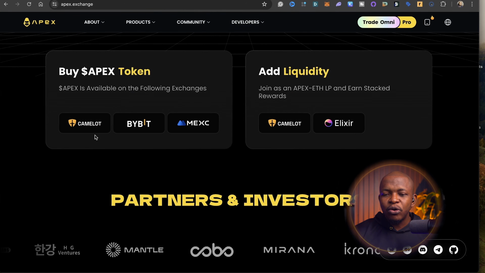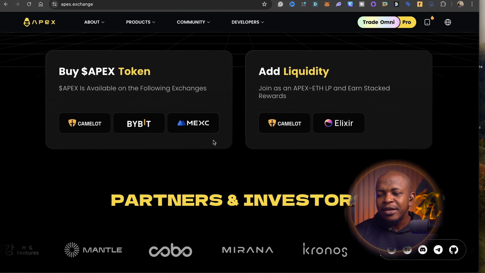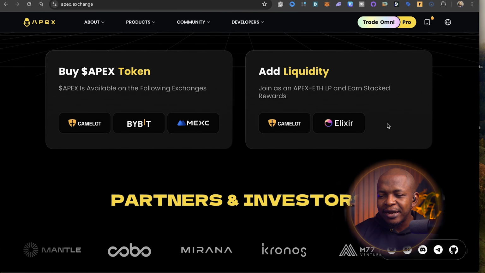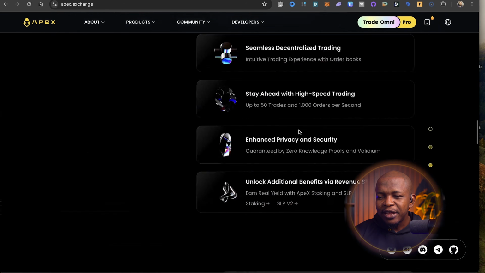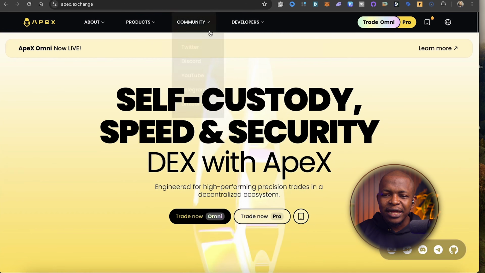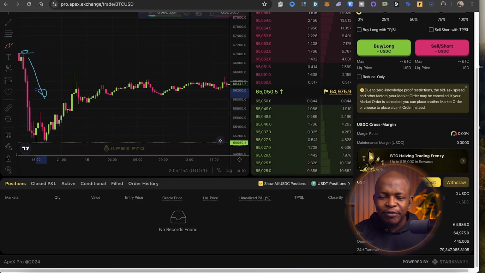You can buy the token on Camelot, Bybit, and MEXC. You can provide liquidity on Camelot and Elixir. These are their partners and investors. Now, let's look at Apex Pro and Apex Omni and understand the differences.